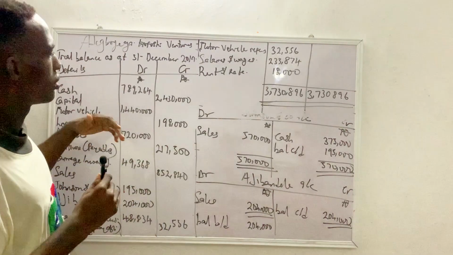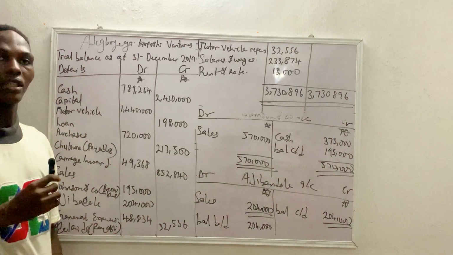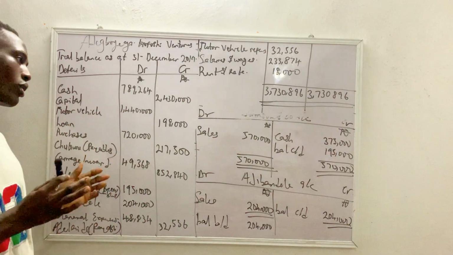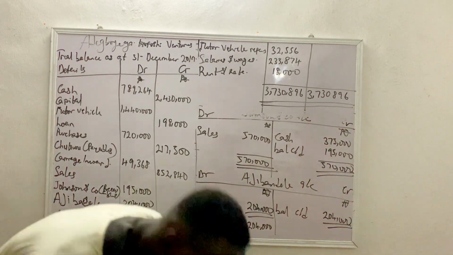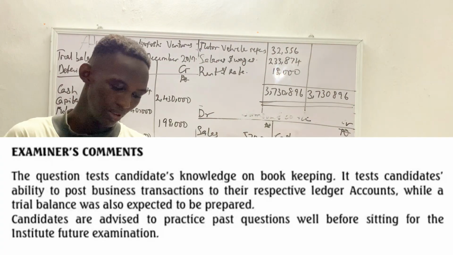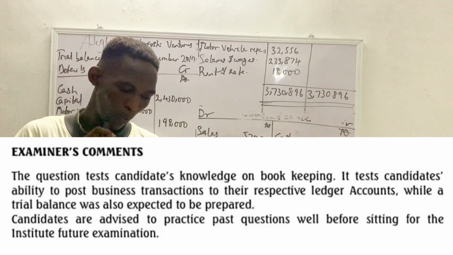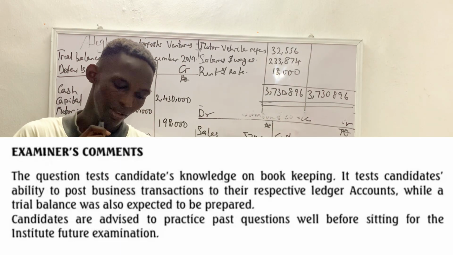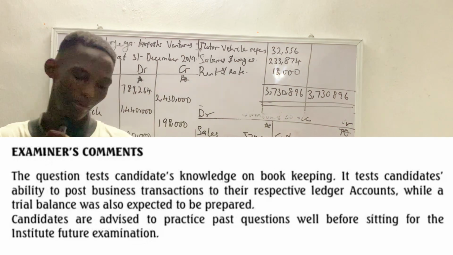So that's all on the double entry process. You understand? This is an ICAN exam, March 2021, question 6, a question on double entry. This is just a short and brief question, just for you to understand. Now, before I round it up, this is the examiner's review. He said the question tests candidates' knowledge of bookkeeping. It tests candidates' ability to post business transactions to their respective ledgers. While a trial balance was also expected to be prepared, candidates are advised to practice past questions well before sitting for the institute's further examination.